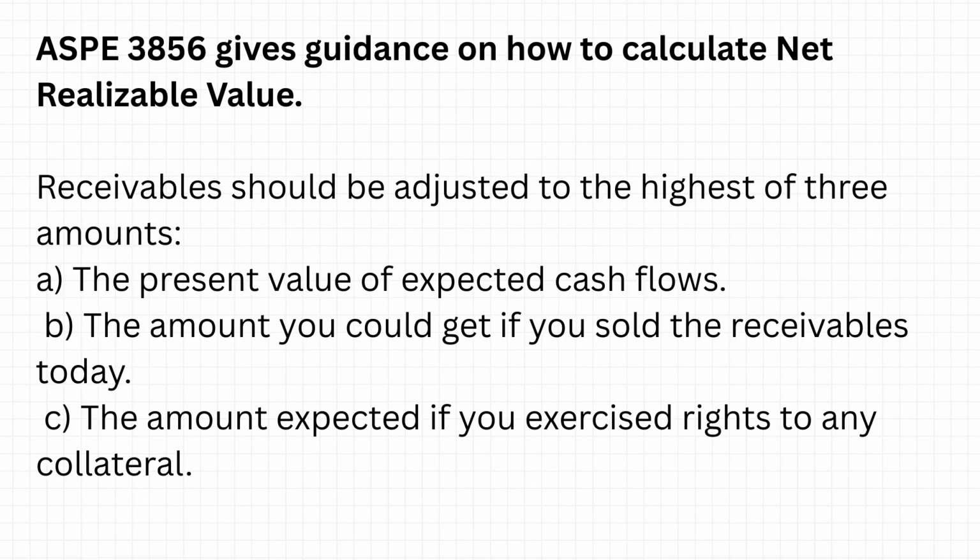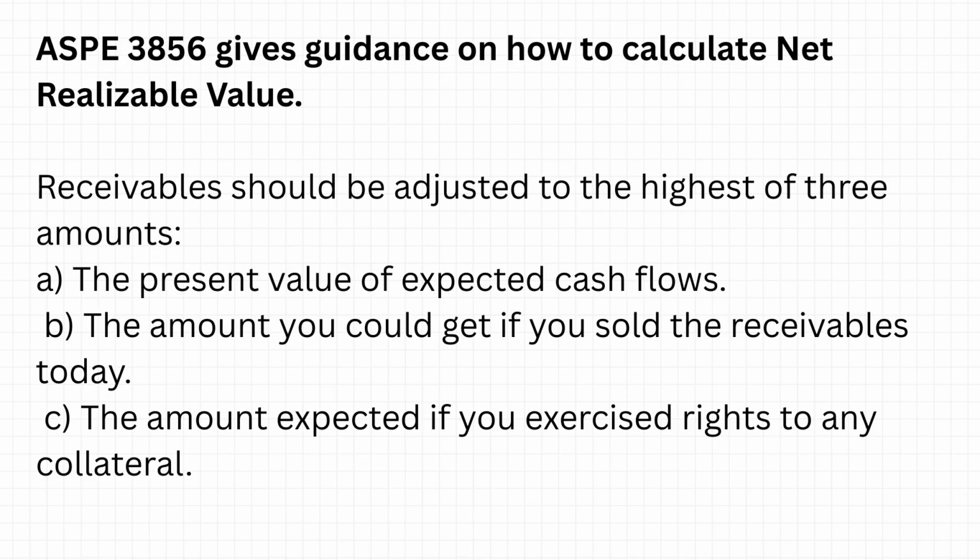Now, ASPE 3856 also gives guidance on how to calculate net realizable value. Receivables should be adjusted to the highest of three amounts. A. The present value of expected cash flows. B. The amount you could get if you sold the receivables today. C. The amount expected if you exercised rights to any collateral.